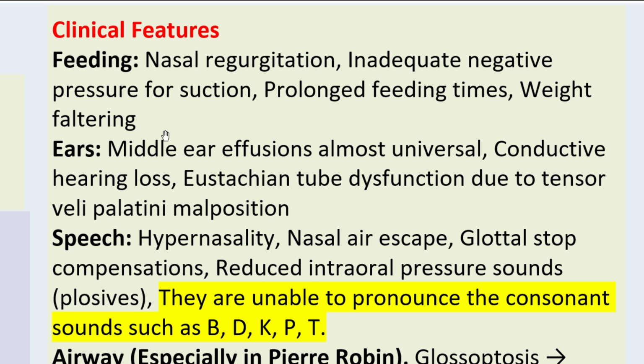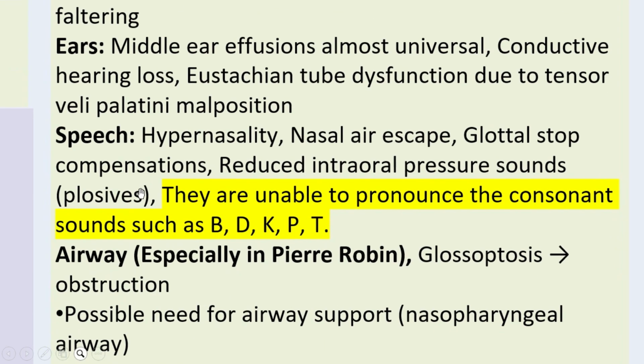Then when it comes to speech, we have hypernasality again, because we communicate from the nasal cavity. So we have hypernasality and nasal air escape, and then we have glottal stops and reduced intraoral pressure sounds. And these people are unable to pronounce consonant sounds like P, T, K, P, and T.